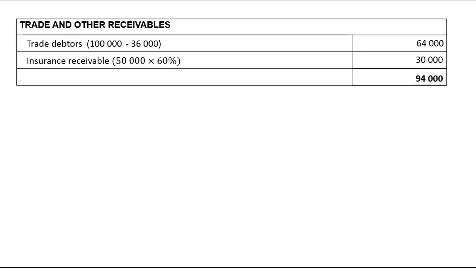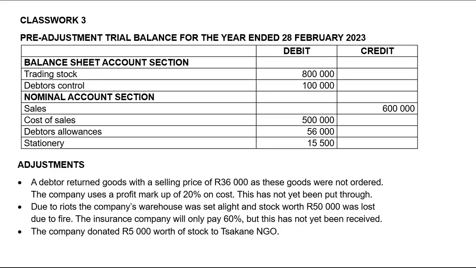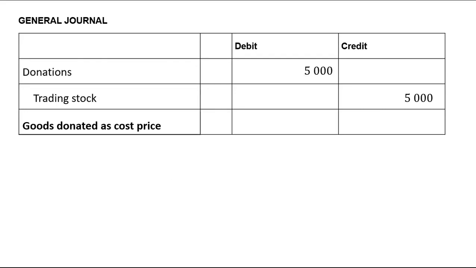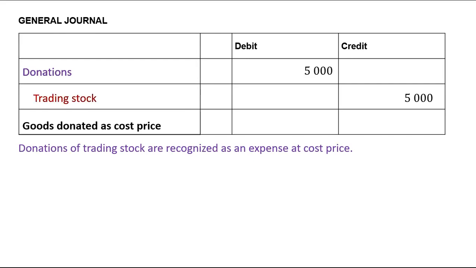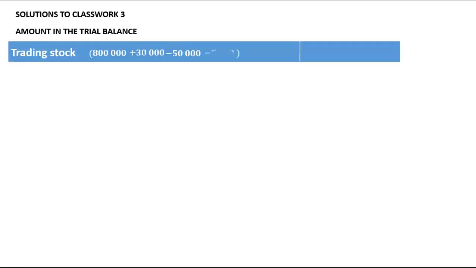All right. Let us move to the next adjustment. I'm done with that adjustment. The next adjustment is about stock count. And I forgot something. No, it's actually not about stock count. It's about donations. Here they gave us the cost price of goods being donated. So to record it in our journal, we will just debit donations and credit trading stock. Okay, donations is an expense. Please remember, donations are always recorded at cost price, but this is a donation of trading stock, and it will therefore reduce our trading stock. So I'm going to go to my trading stock and minus it.